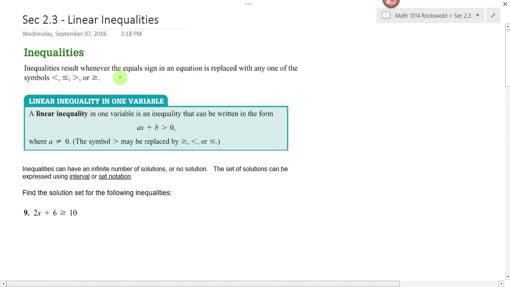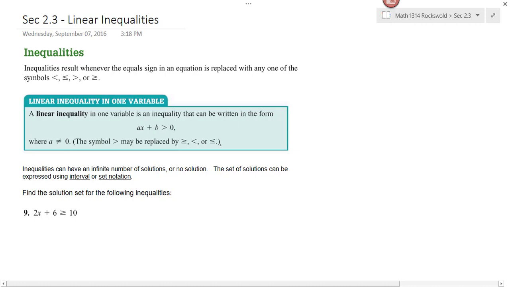A linear inequality in one variable is an inequality that can be written in the form ax plus b is greater than 0, where a cannot be 0. The symbol, the inequality, may be replaced or interchanged with any of the other inequality symbols. Inequalities can have an infinite number of solutions or no solution. The set of solutions can be expressed using interval or set notation, and I'll show you what both of those look like. You solve inequalities just like you solve equations.